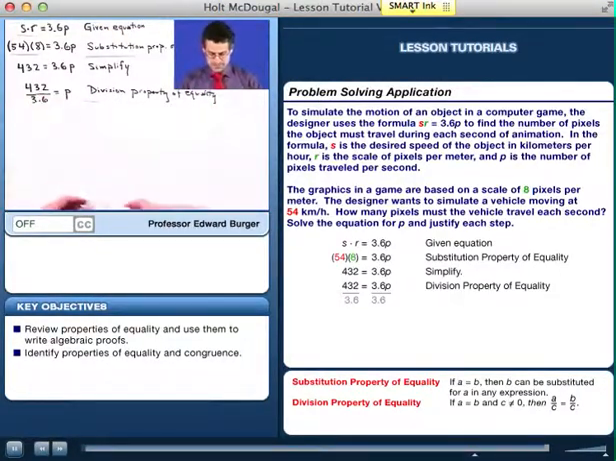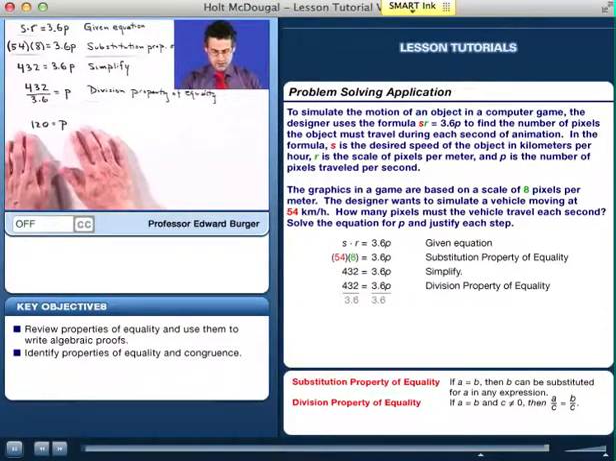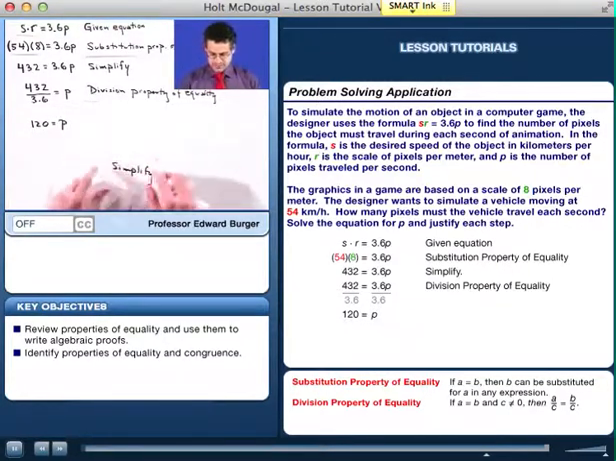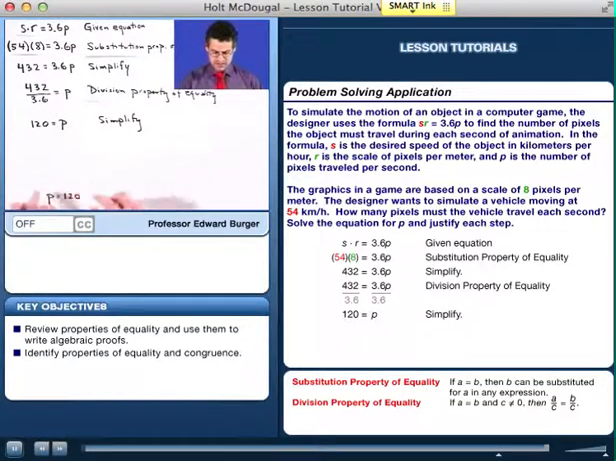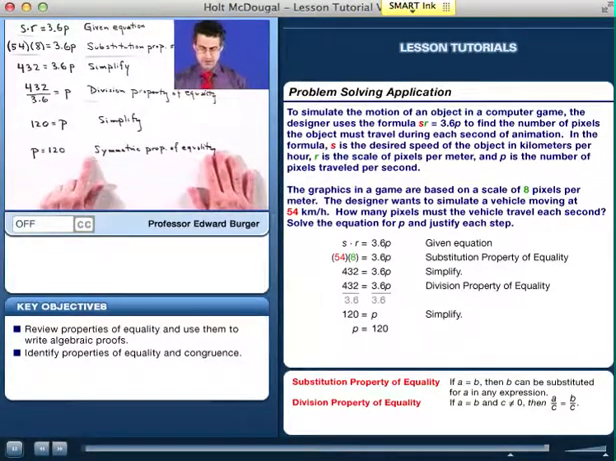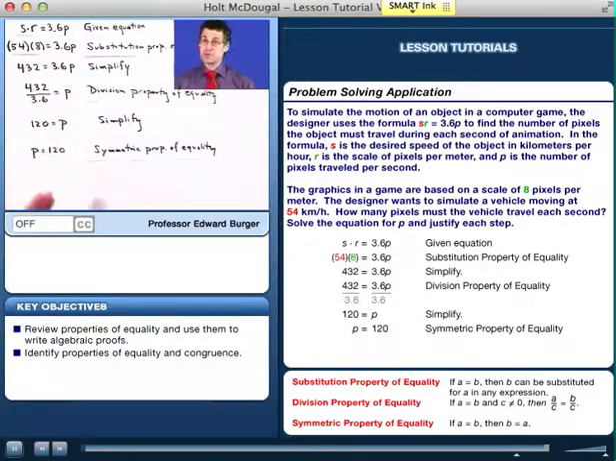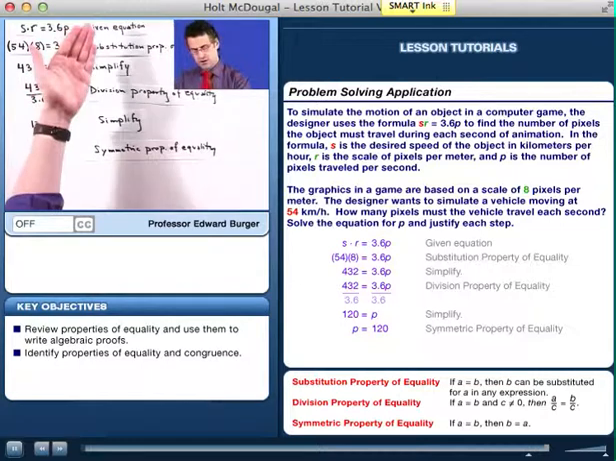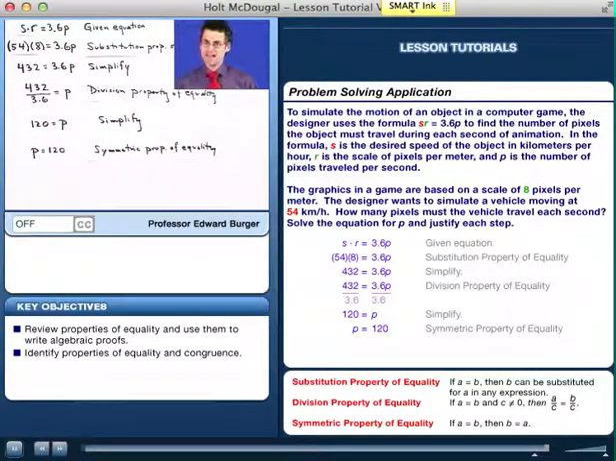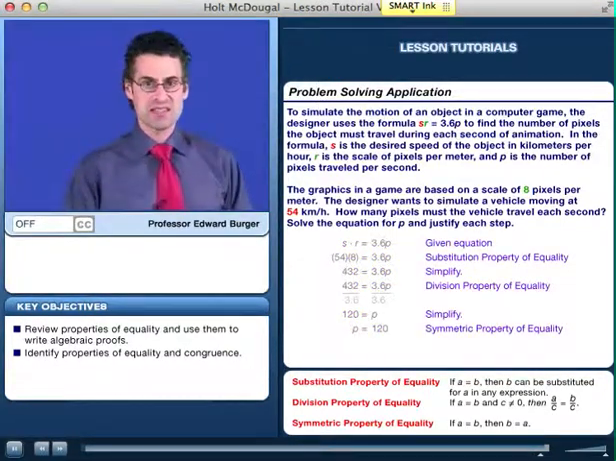And then finally, I can actually perform the division, and I see 120 equals p. That's just simplifying, basically, doing the arithmetic. Of course, I want to say p equals, so I can just flip that equality by the symmetric property of equality. So there are the steps that we use to solve this algebraic equation, and here are the reasons why each step actually holds. Tricky business, but you can do it.